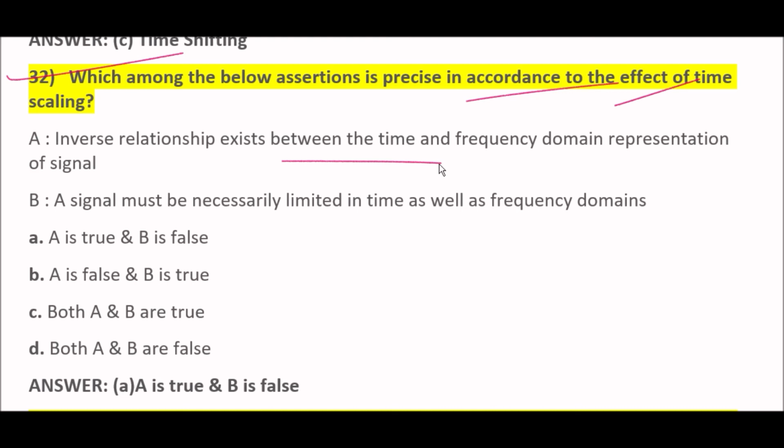Second assertion is a signal must be necessarily limited in time as well as frequency domains. So here, according to assertions A and B, assertion A is true and assertion B is false regarding the effect of time scaling. So the correct answer here is option A. Assertion A is true but B is false.